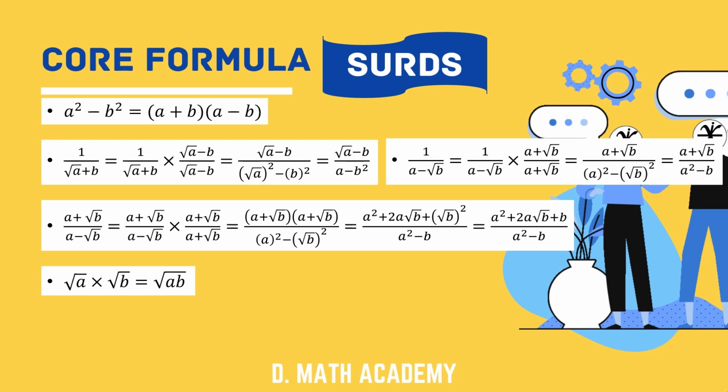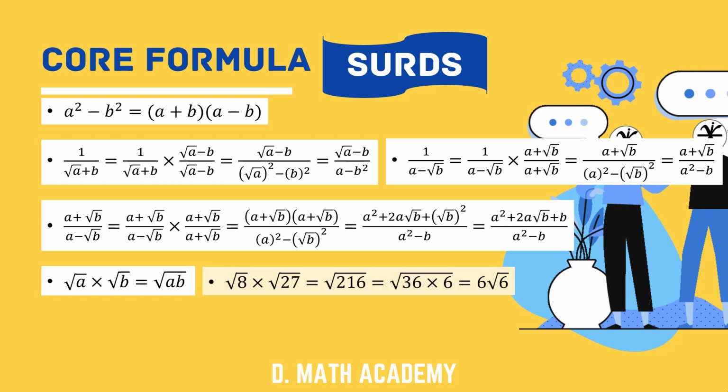So we have square root 8 times square root 27, which should actually get square root 216. So 216 can actually be broken down into 36 times 6. 36 is actually 6 squared. By having this 36 over here, I can finalize my result as 6 square root 6.